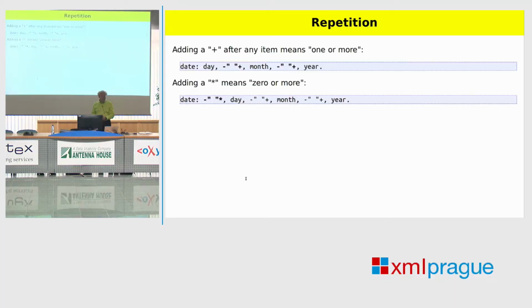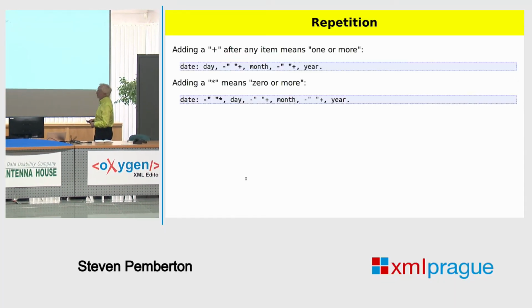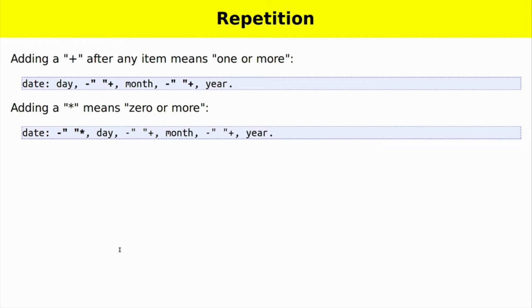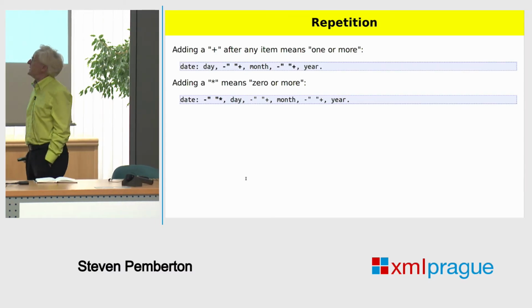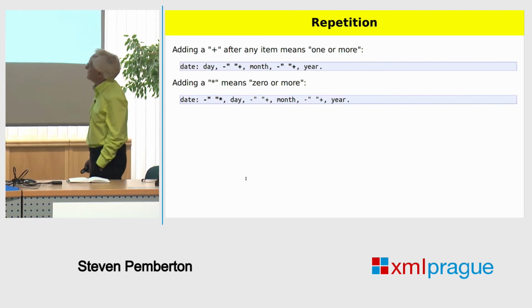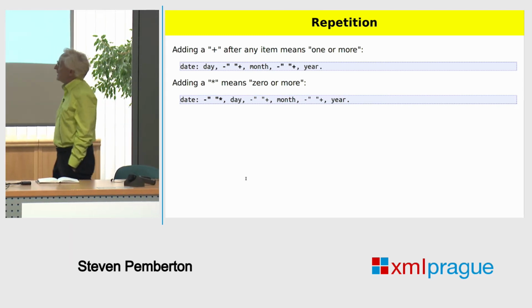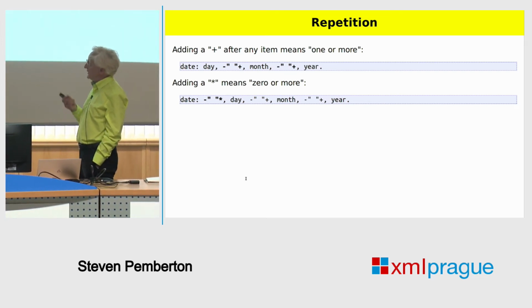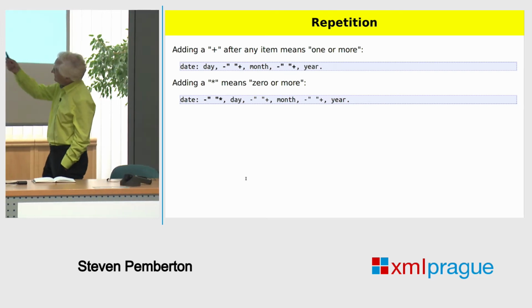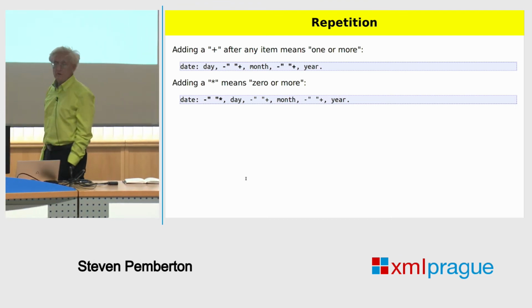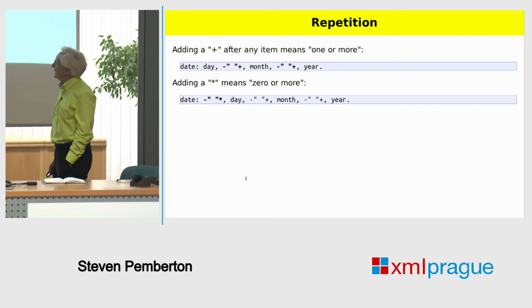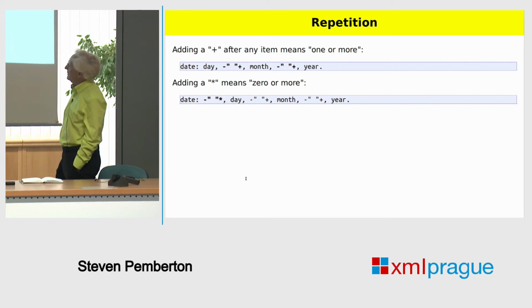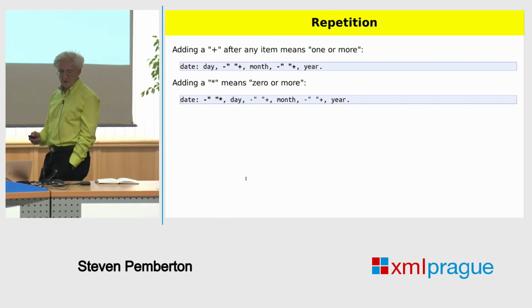Okay, so you can specify repetition of characters, or repetition of anything actually, using a plus. So for instance, in the case of strings here, if I say day and then a space plus, it means any number of spaces, and similarly any number of spaces between the month and the year. You can add a star after anything, and it means 0 or more. So in this case here, date, we've got 0 or more spaces before the day, and then 1 or more between day and month, and 1 or more between the year.